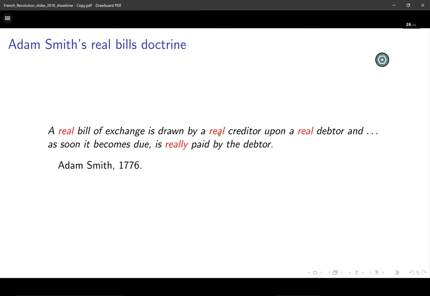He says a real bill of exchange is drawn by a real creditor on a real debtor, and as soon as it becomes paid, it's really paid. He's using the word real three times to define a real bill. So what he really means is risk-free. It's not fraudulent. There really is a creditor. There's really a debtor. Okay. So that's what he wants his banks to do.